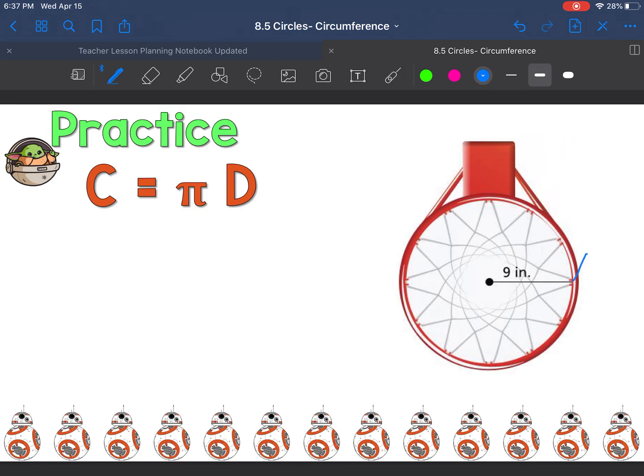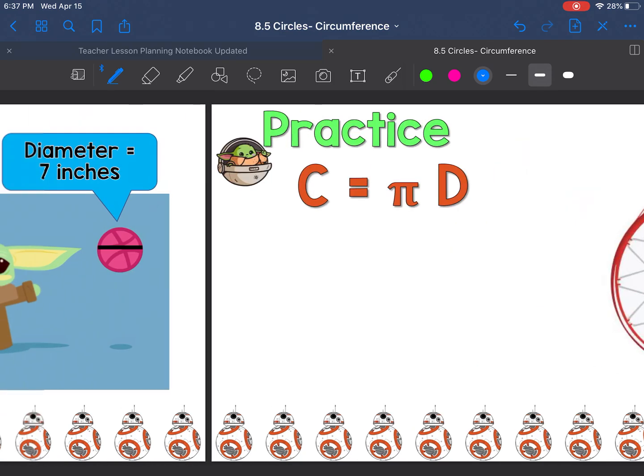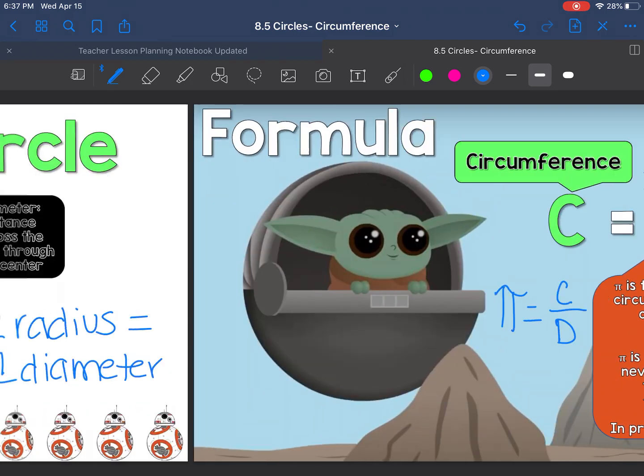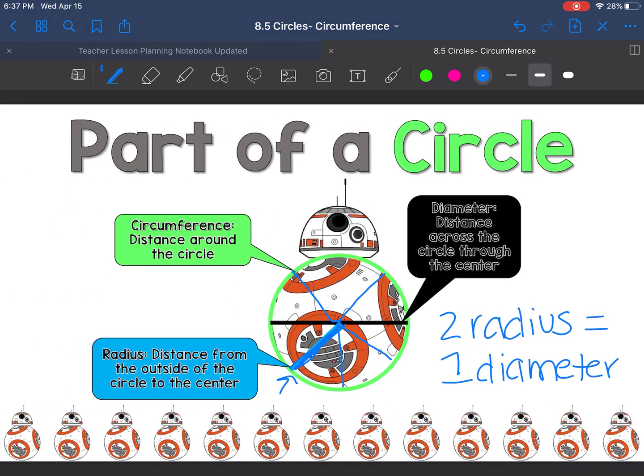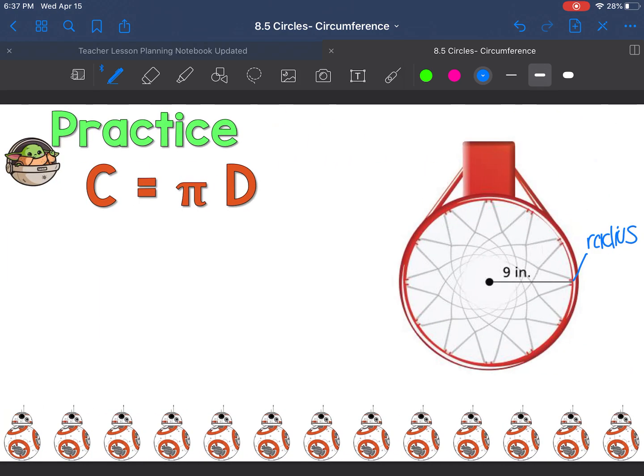Right here, I have this basketball hoop. Now it gives me the radius. Remember, only half of the line is what we call the radius. So I need to figure out what the diameter is. If we go all the way back, scroll one more, I told us here that 2 radii equals 1 diameter.